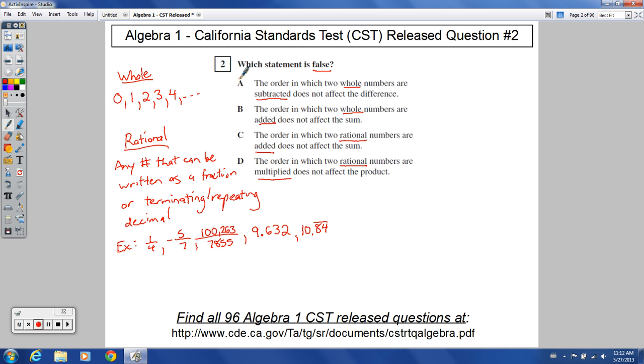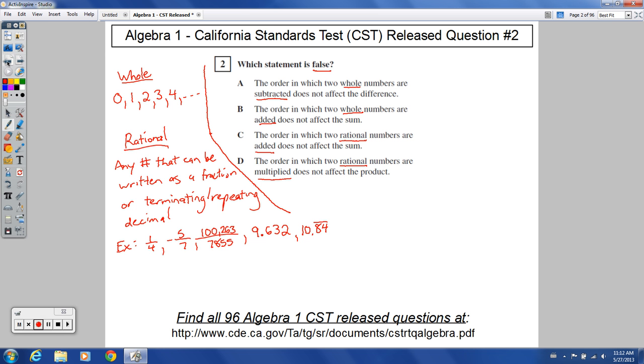I'm going to start from D and work my way up to A. Sometimes I do that. Sometimes I'm just thinking, they're going to make D the wrong choice, so I'll check that one first and see if my theory works out. So, starting from the bottom: the order in which two rational numbers are multiplied does not affect the product.